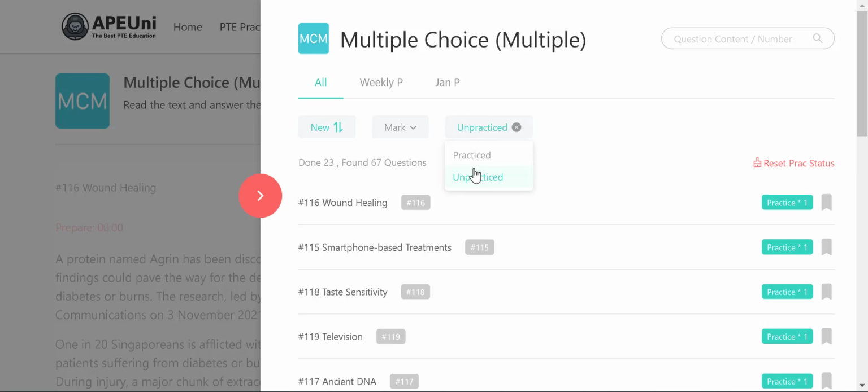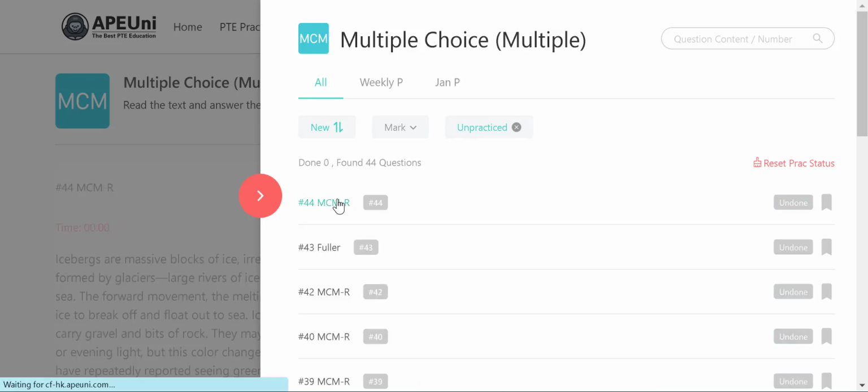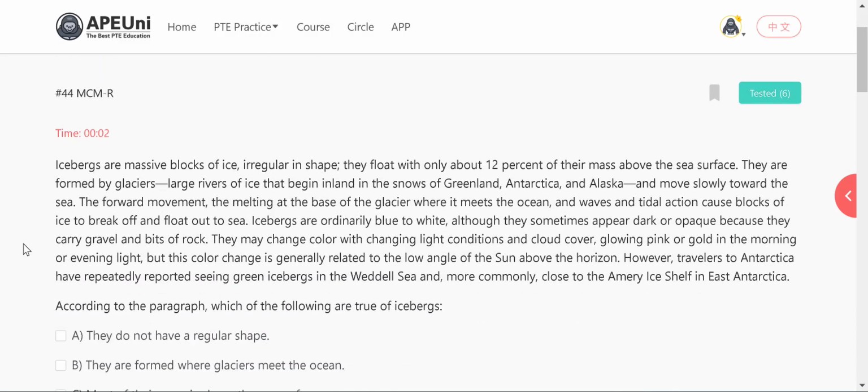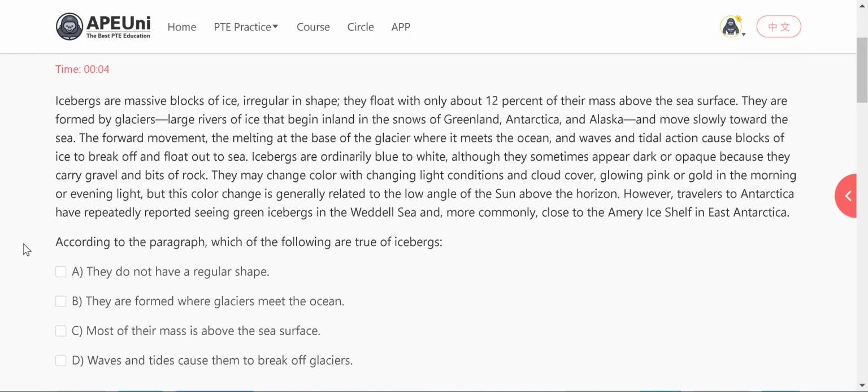In multiple choice, yeah, it's actually multiple choice and multiple answer. You are usually given a text like this and a question like this, and there are a few options.